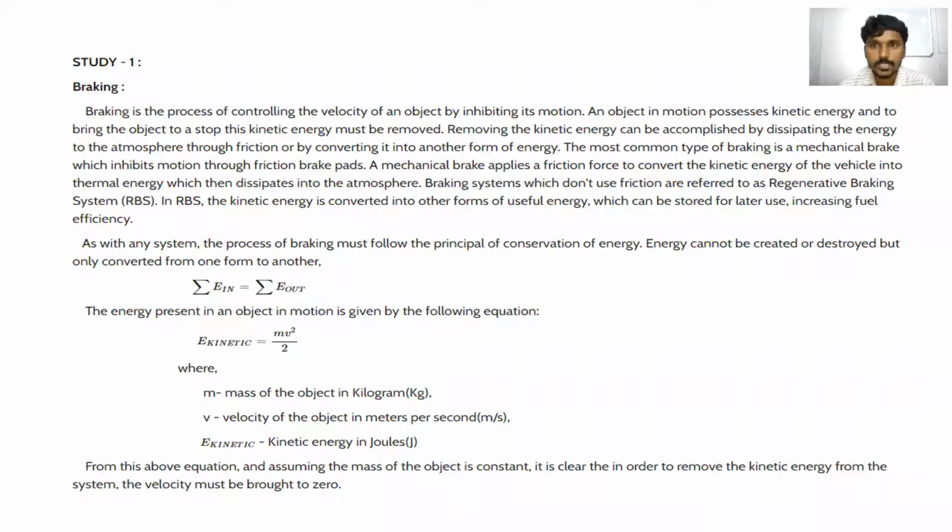An object in motion possesses kinetic energy. If we are braking a particular object, for example object X, and it is in motion, that means it is moving from one place to another, from one point to another point. That is called being in motion. It is having some speed, so whenever this object has some speed, it will generate kinetic energy.